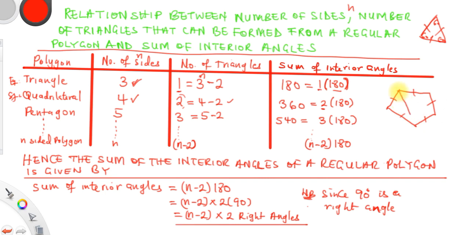You can draw a diagonal from here to here to form a triangle, and then we can also draw a diagonal from here to here. So how many triangles can you form? 1, 2, 3. You can form 3 triangles from a regular pentagon.